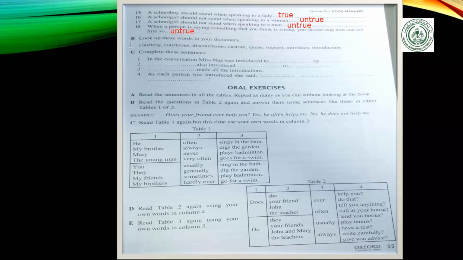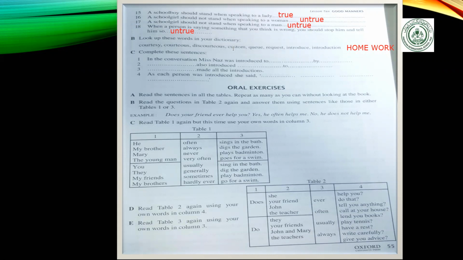So now, dear students, we have exercise B. Look up these words in your dictionary. We have a few words over here: courtesy, courteous, discourteous, custom, cue, request, introduce, introduction. These are the exercise B words, and this is your homework, okay, you must do it at home. You have to write the meaning from the dictionary. You open the dictionary and write down the meaning of these words.